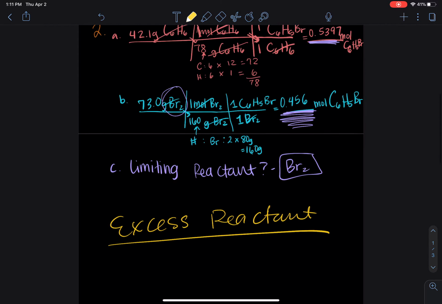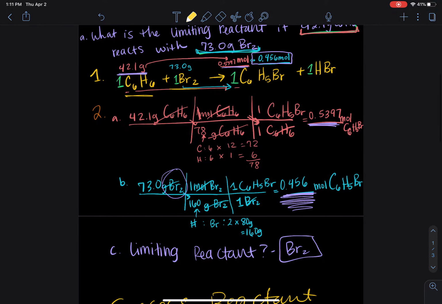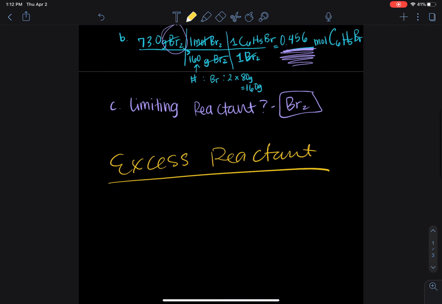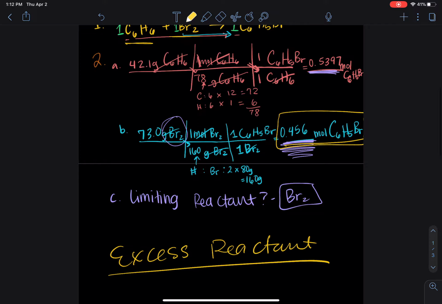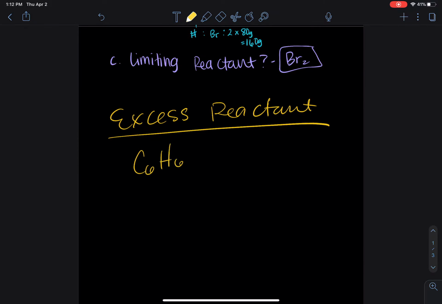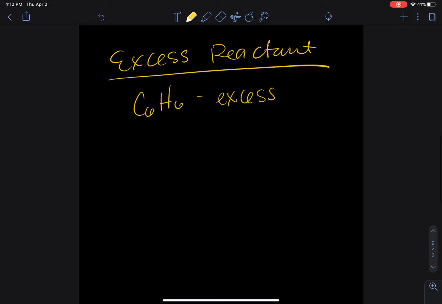Okay, so if we were using 42 grams of the benzene, C6H6, and we're adding it to 73 grams of bromine. And I told you that we found the bromine was our limiting reactant because it made the lower number of product, right? So if bromine is the limiting reactant, that means that your benzene, that C6H6 in this case, will be our excess. Okay, so let's talk about what that means. The excess reactant is the one that is left over.